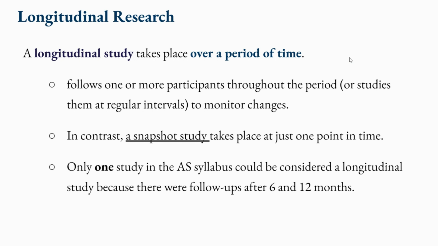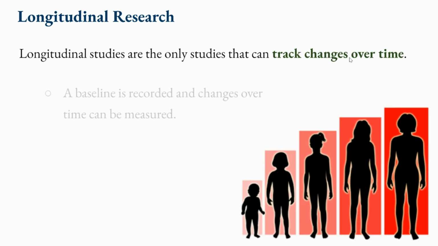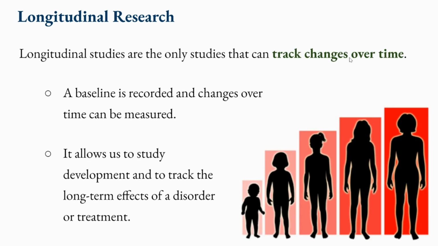Only one study at AS level could be considered longitudinal. It's debatable whether it is or not, because they have follow-ups after 6 and 12 months, but then they stop. And that is Saavedra and Silverman, the boy with button phobia. They're the only studies that can track changes over time. You measure a baseline and then you see how that changes. So, for example, in abnormality, we could put someone through a drug treatment for depression and then measure their symptoms with something like the Beck Depression Inventory every 6 months over a number of years, and we can see if it's working for them.